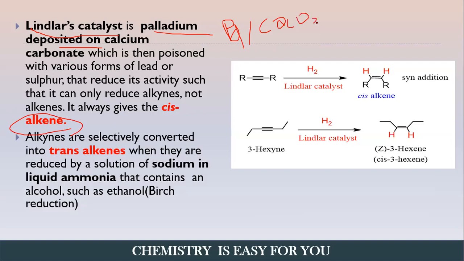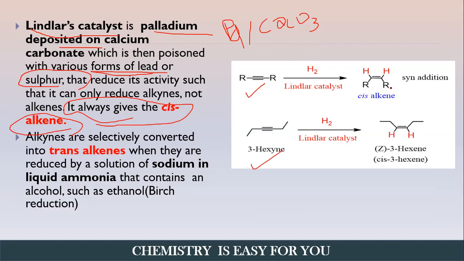You understand? There will be some poisons like lead or sulfur, which reduce the activity, so it will give only cis alkenes. So Lindlar's catalyst, which is palladium deposited on calcium carbonate, can selectively reduce alkynes into cis alkenes. I hope you have got this. Here we have given two different examples for this.